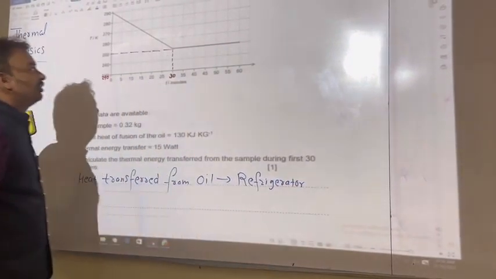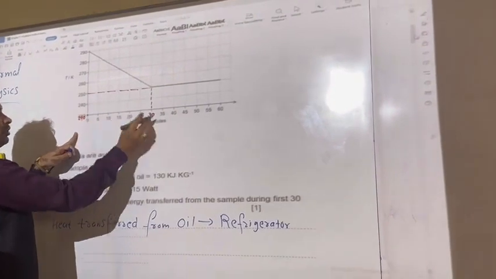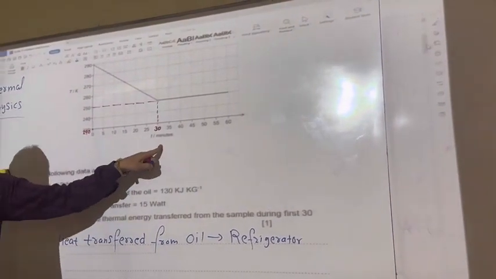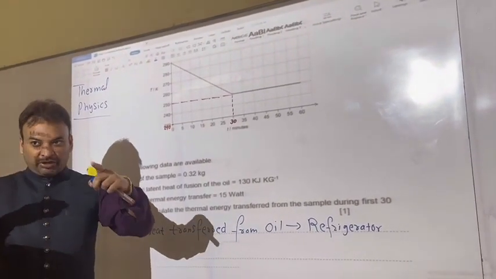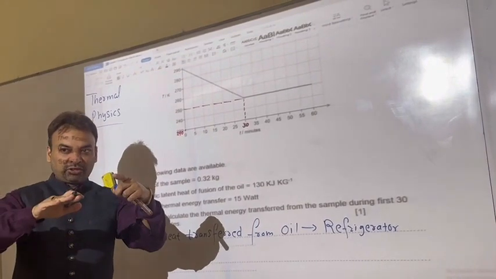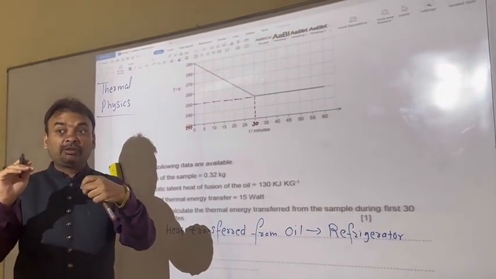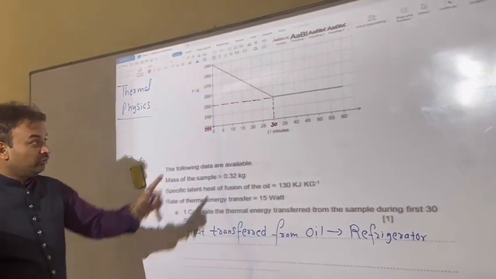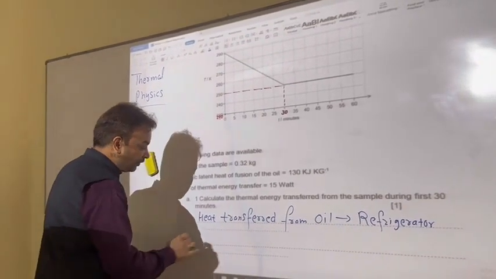So heat transferred. During the first 30 seconds, means from time 0 to 30, not second, it's a minute. In 30 minutes, in half an hour, how much heat is, means refrigerator is on, the oil is kept there, and we are investigating within 30 minutes how much heat is transferred from the oil to the refrigerator. So time is 30 minutes. So which formula we will use?